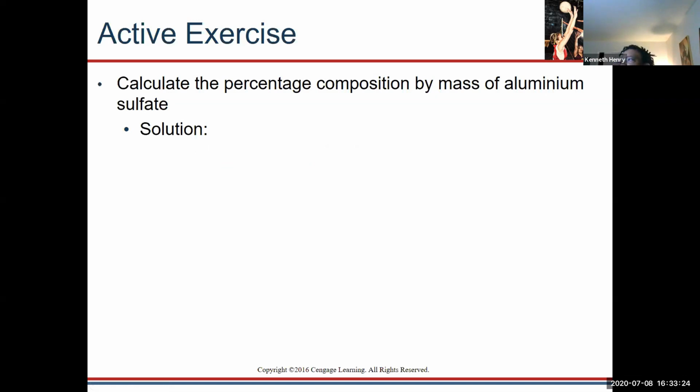Calculate the percent composition by mass of ammonium aluminum sulfate. So in this case, we want to do them all. We want the aluminum and whatever else is in that sulfate. So what is the first thing that I want to do?